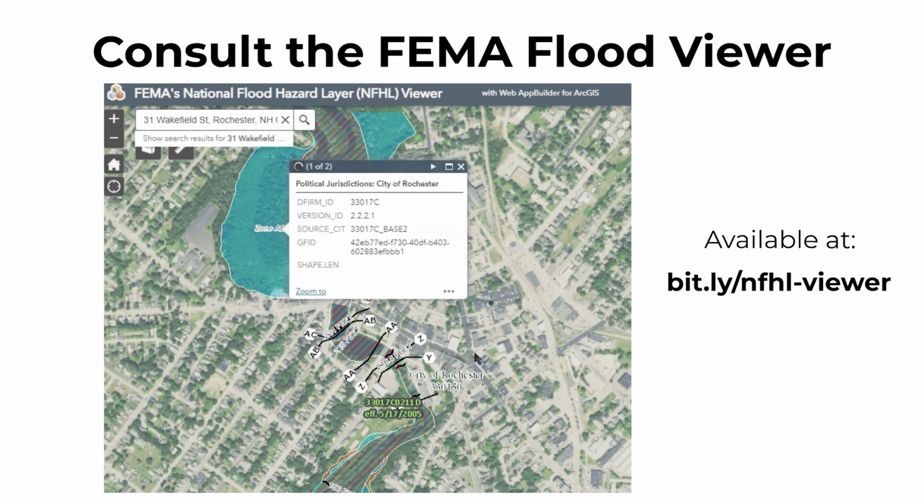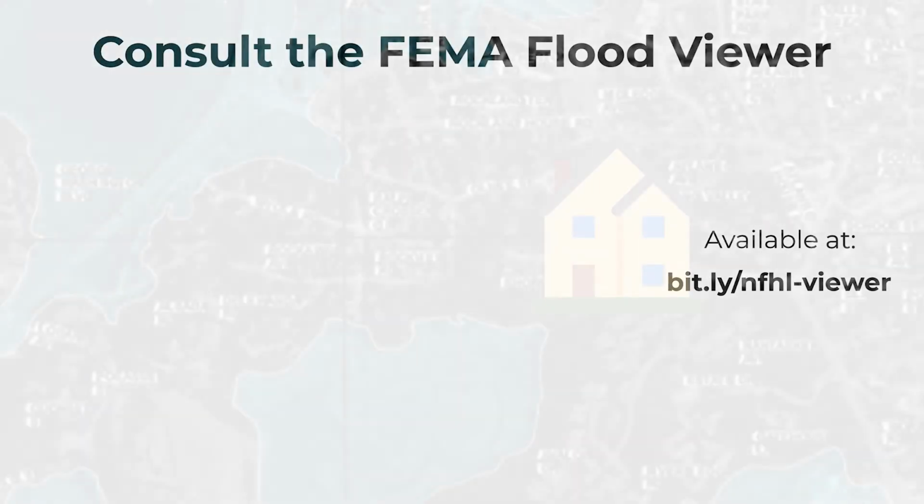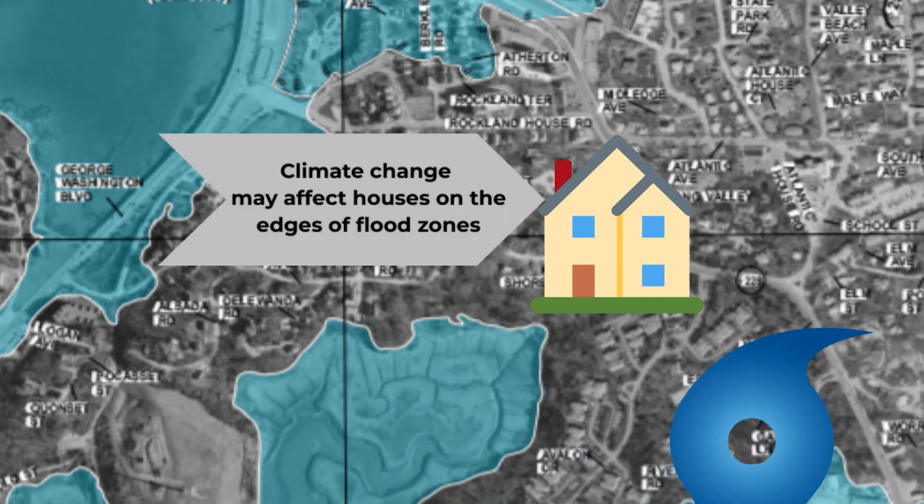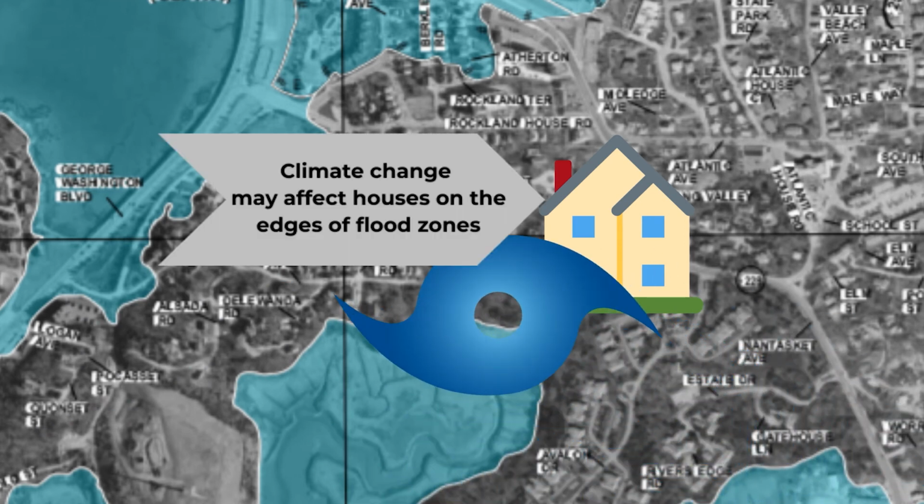In looking at these maps, be aware that with climate change increasing the frequency of large storms, areas on the edge of the special flood hazard area may still be impacted by storm events.